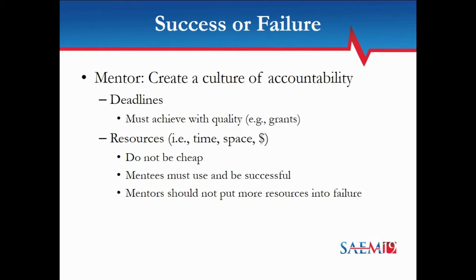Finally, from the mentor standpoint, I think it's really critical to create that culture of accountability. Really have those deadlines there. Really make sure that the mentee is achieving them with quality. Not just getting that grant out even though it's really not ready to go out the door. But in order to do that, you also have the resources there to help achieve. Whether it's actually the time, whether the space, whether the dollars. The mentees are responsible to use it and be successful using it.